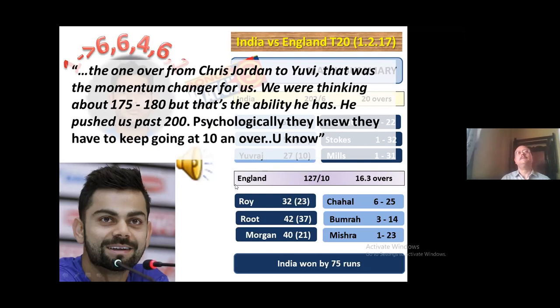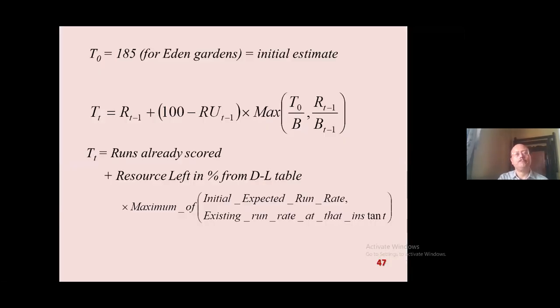So this is what we want to quantify. There is no target, but can we quantify this kind of a performance? That it's pushing the average or the expected target upwards. Okay. So using that idea, for Eden Gardens, based on data, we have an initial estimate of 185 runs.